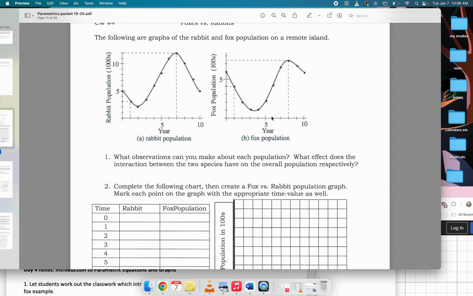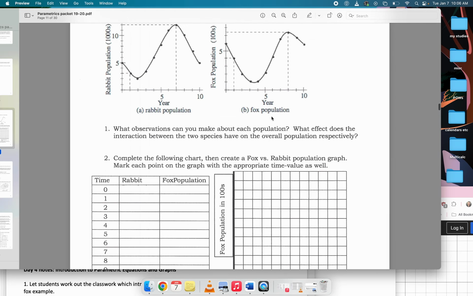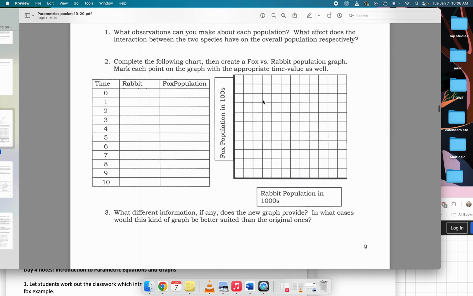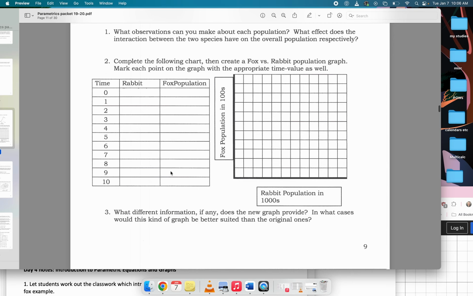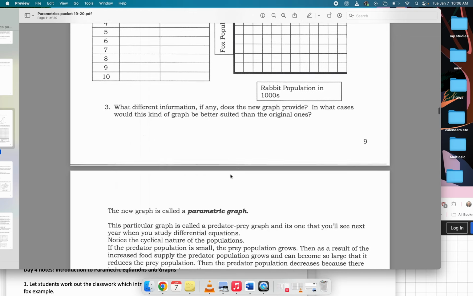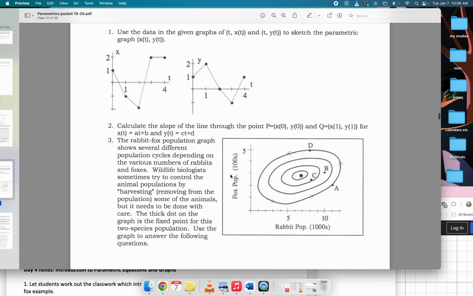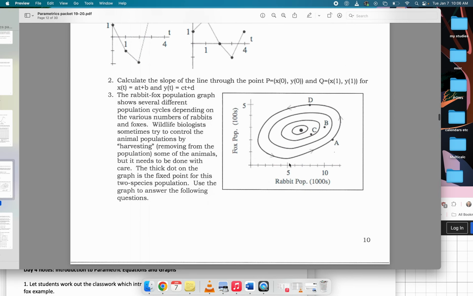And what you can do is get the graph by eliminating the parameter t. That's essentially what you're doing here. You're going to plot some points. You're going to get some weird ellipse of some kind. In the homework, they ask these questions. They give you this fox and rabbit population problem, and it's a little weird. There's some language in here that's kind of strange.